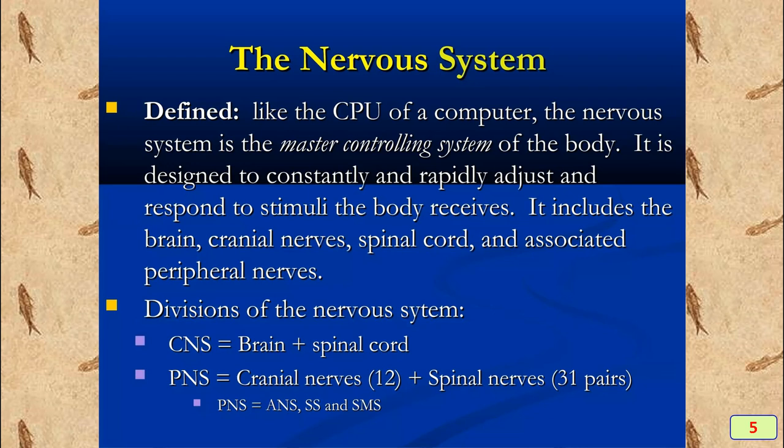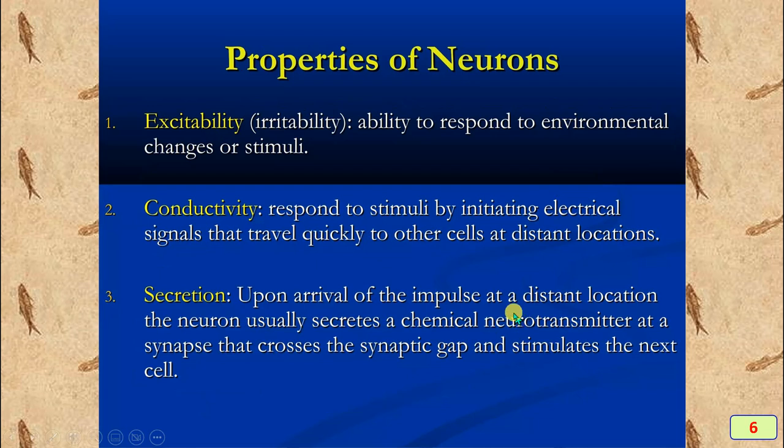The nervous system is like the central processing unit of a computer. It is the master controlling system of the body, designed to constantly and rapidly adjust, and it has control over the entire body. It also controls the actions of the body, and it consists of two divisions: the central nervous system, the brain and spinal cord; and the peripheral nervous system, the spinal nerves, the cranial nerves, and also the ganglia.